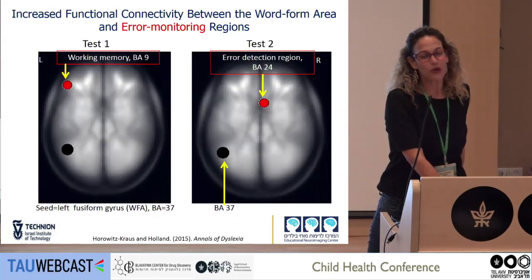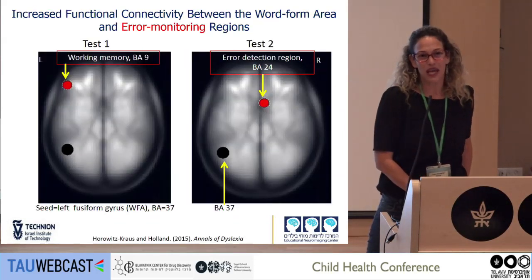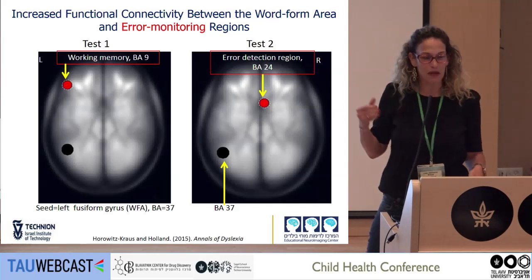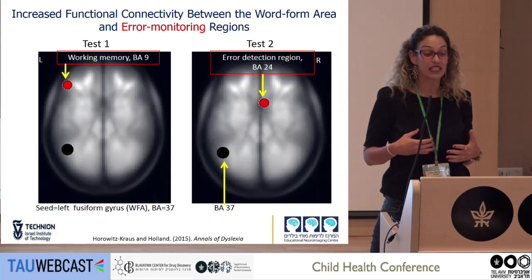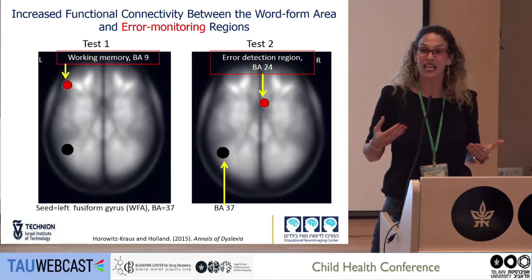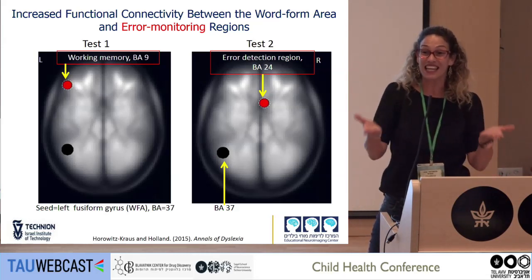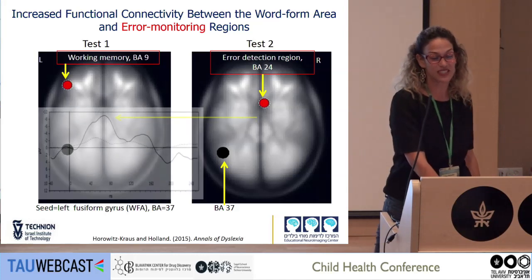I wanted to show you lots and lots of results that we have showing that, for example, here in individuals with dyslexia after this intervention, we see stronger functional connections. So regions are working together in synchrony, as you see here.